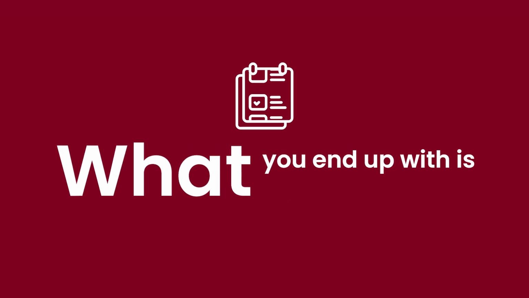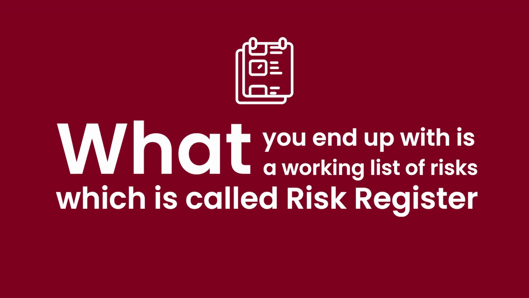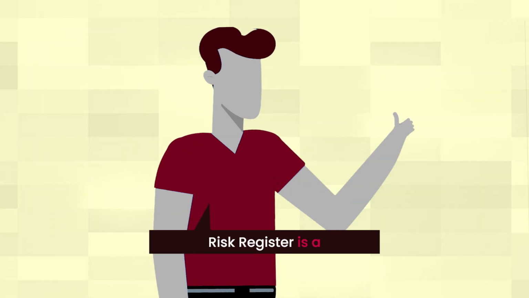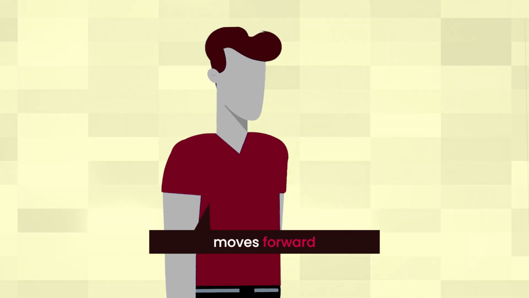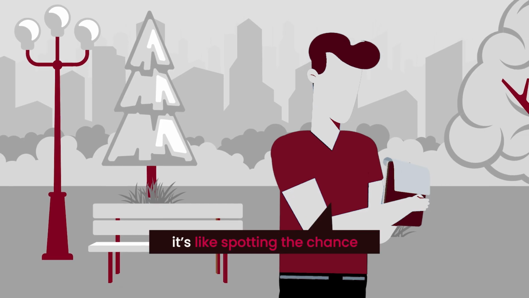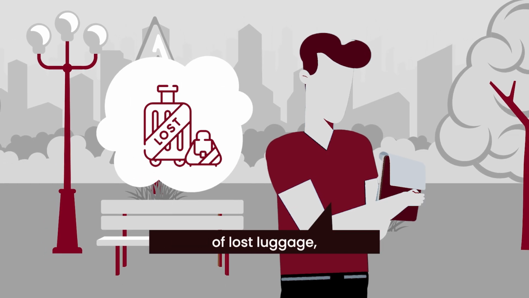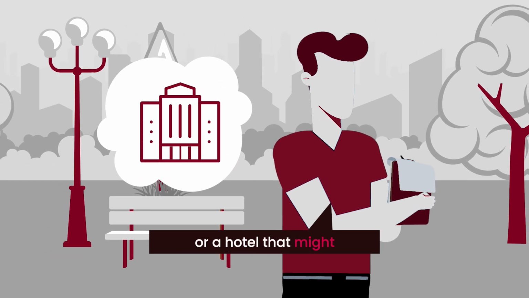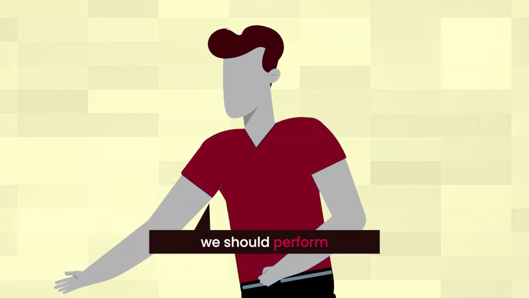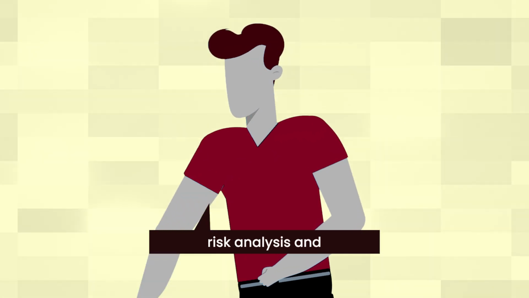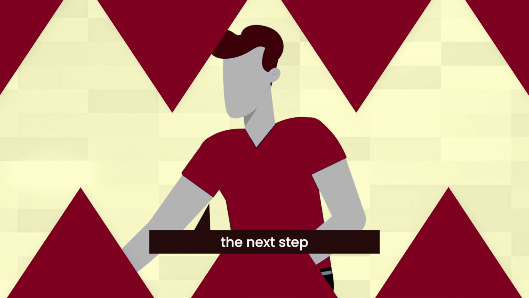What you end up with is a working list of risks, which is called the Risk Register. The Risk Register is a dynamic document you'll keep updating as the project moves forward. On your trip, it's like spotting the chance of lost luggage, tight connections, or a hotel that might be overlooked. Once risks are identified, we should perform risk analysis, and that brings us to the next step.